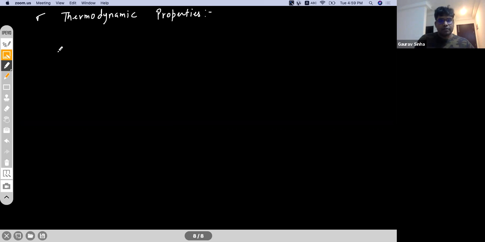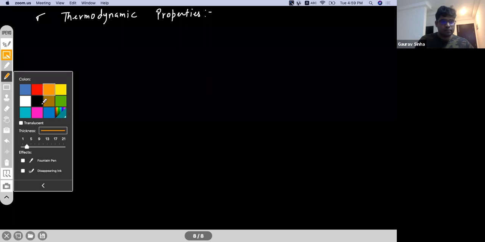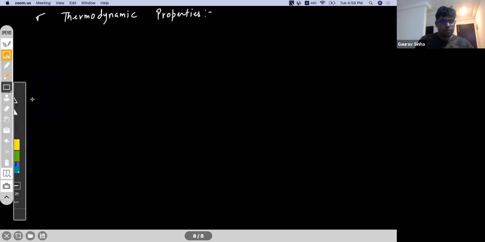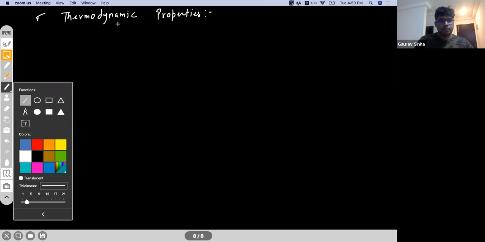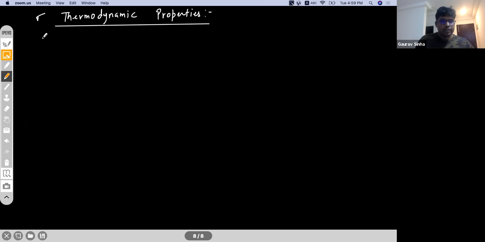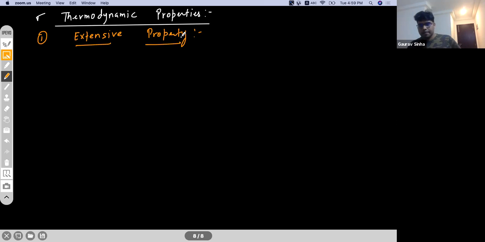Thermodynamic properties. See, mainly we have two types of properties. The first one is extensive properties, and the second one is intensive property. Okay, first you write down extensive property.